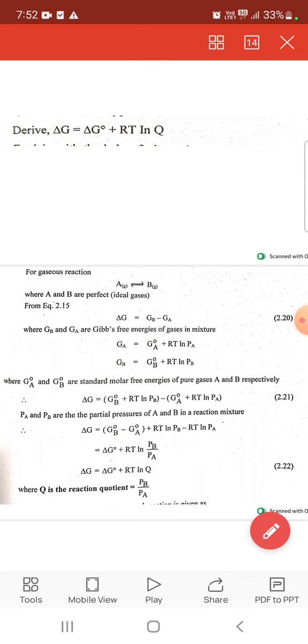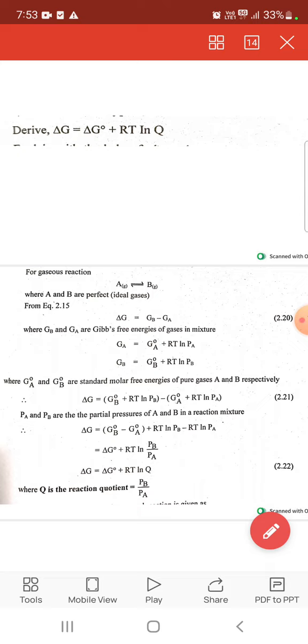To derive this, we have to consider the gaseous reaction A in gaseous state is in equilibrium with B in gaseous state. Here A is the reactant and B is the product. Both should be in the gaseous state, and here A and B are perfect ideal gases.